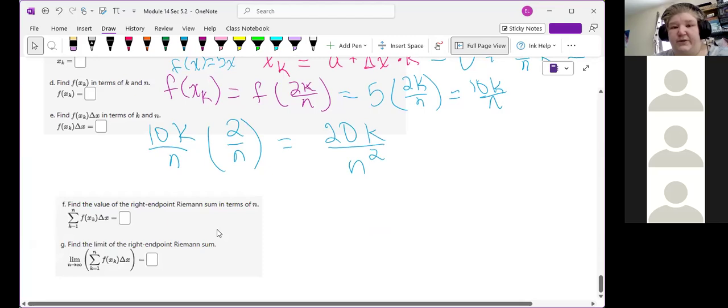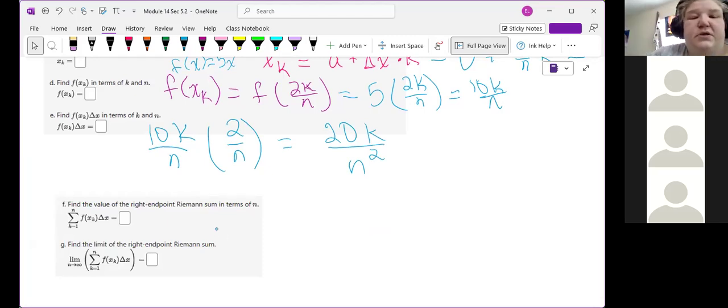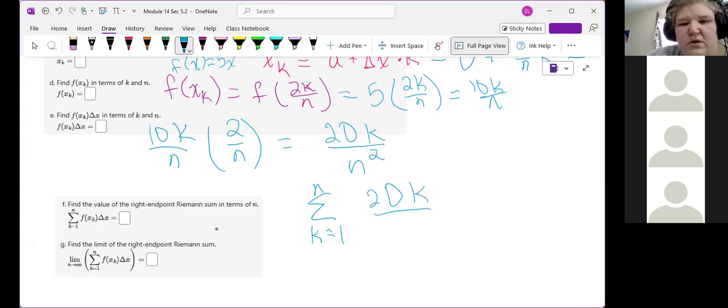So now they want us to apply the Riemann sum. So apply the sigma notation. We're going to do the sum from k equals 1 to our arbitrary n of that formula we just came up with. Now this, they actually want us to work it out.